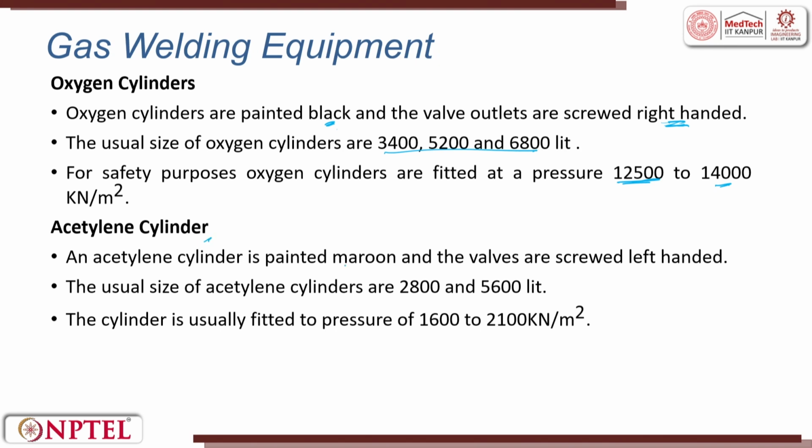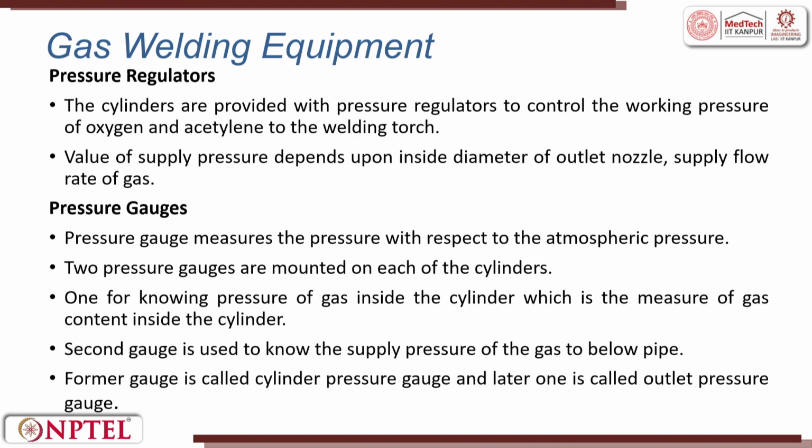Acetylene cylinders are painted maroon and their valves are left handed. So, we are talking about only oxygen and acetylene, and here we saw three things: neutral, oxidizing, carburizing. So, depending upon the composition. They are usually smaller in height and go up to 5,600 liters. The cylinder pressures are lower compared to oxygen.